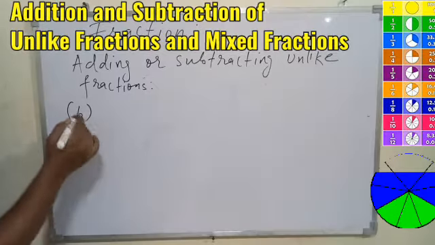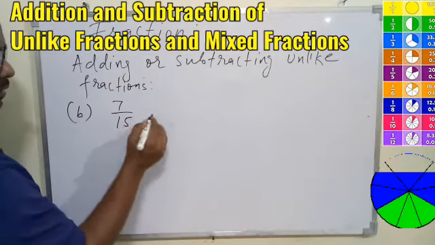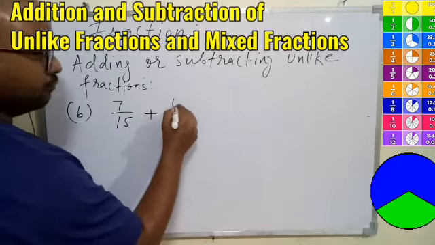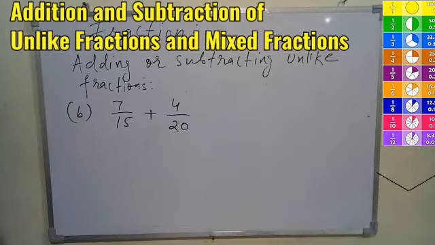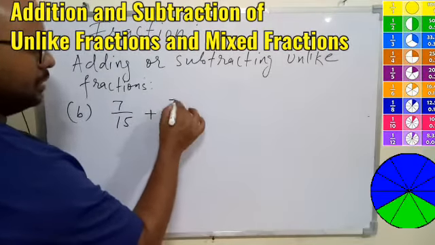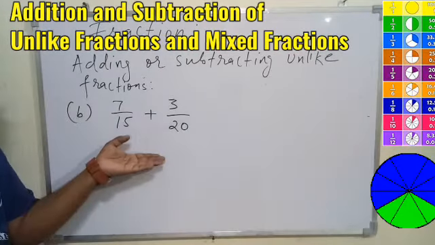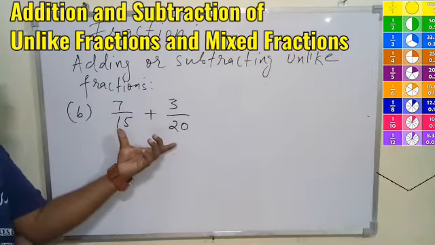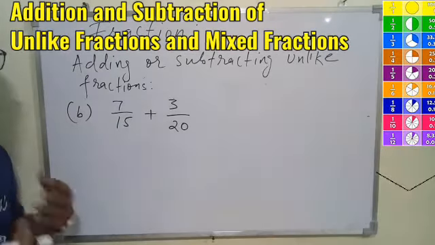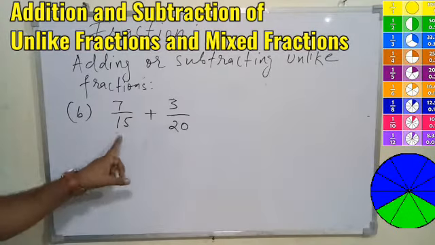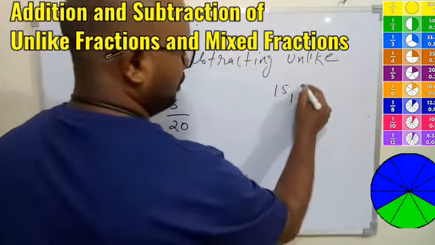Now let's take a second example, that is let it be 7 by 15 plus 4 by 20. Okay, so in place of 4 let it be 3. So now here we have 7 upon 15, 3 upon 20, and you know both are having different denominators, so they are unlike fractions. So what is to be done? Now we'll go for the second method directly. Very first we'll find the LCM of 15 and 20. So find the LCM of 15 and 20.